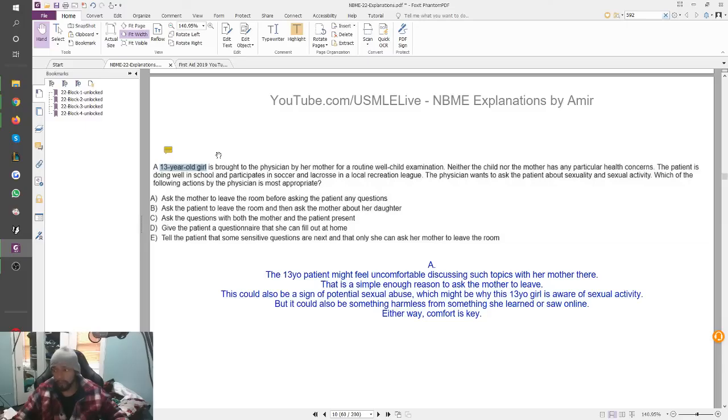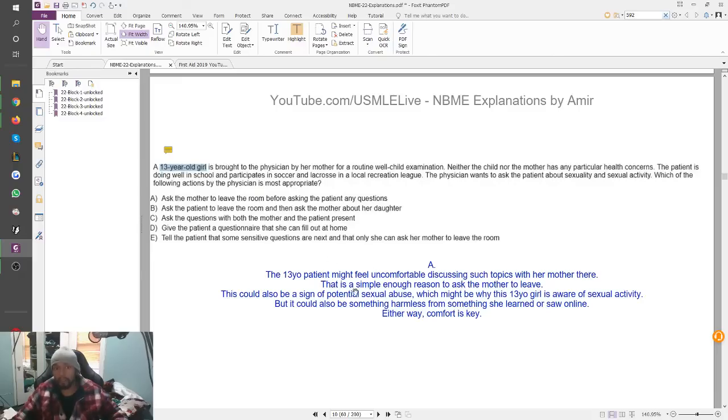with the physician. And if your child doesn't discuss things with you, they're going to go do more messed up stuff and they can die. And not die, but they're going to go through something really bad. So the 13-year-old patient might feel uncomfortable discussing such topics with her mother there. That is a simple enough reason to ask the mother to leave.